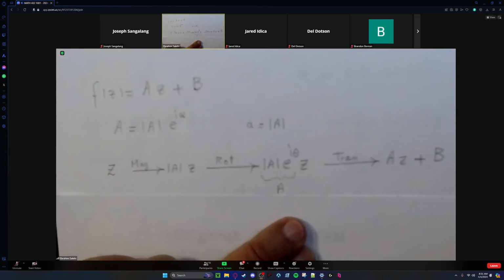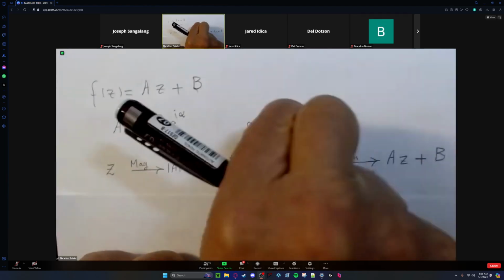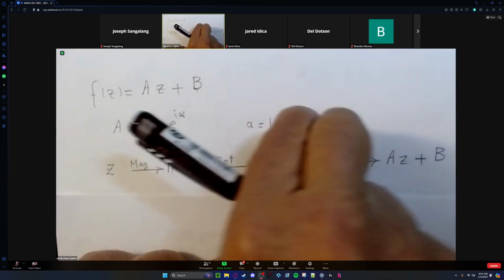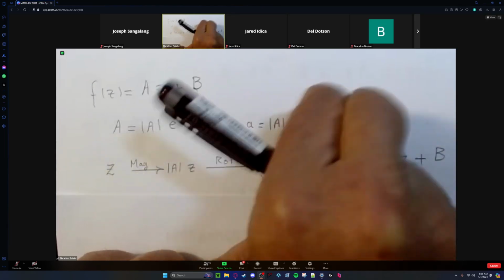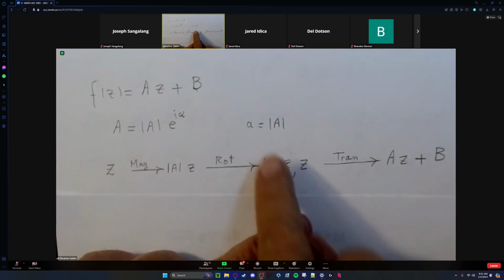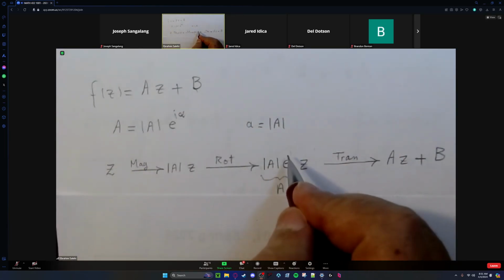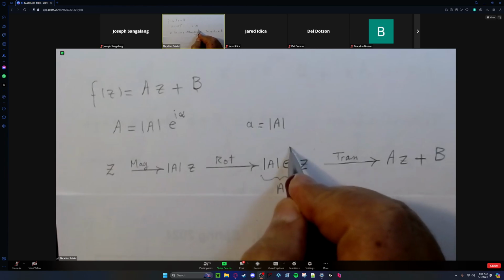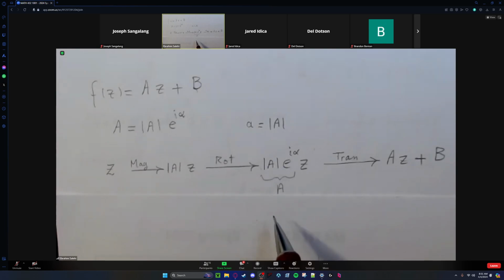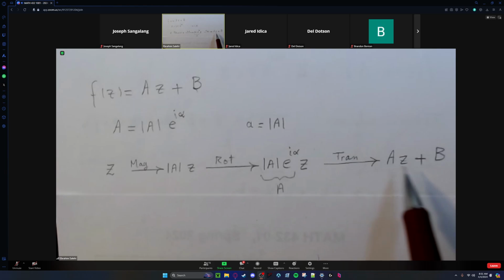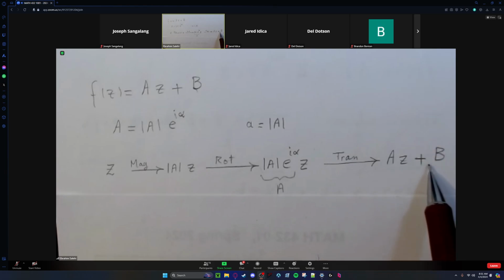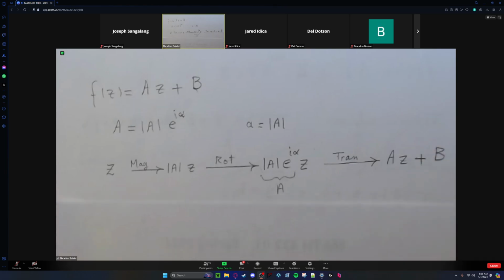So you multiply by e to the i alpha. That part is rotation. So magnification, then rotation, and of course, at the end, translation. Okay, good.